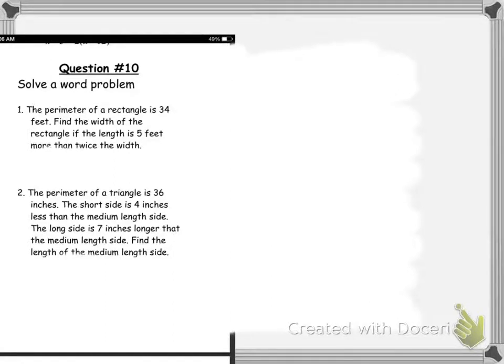Hey everybody, it's Mrs. C, and I'm coming to you with two worked out samples of finding the perimeter of a given figure using your skills of translating.